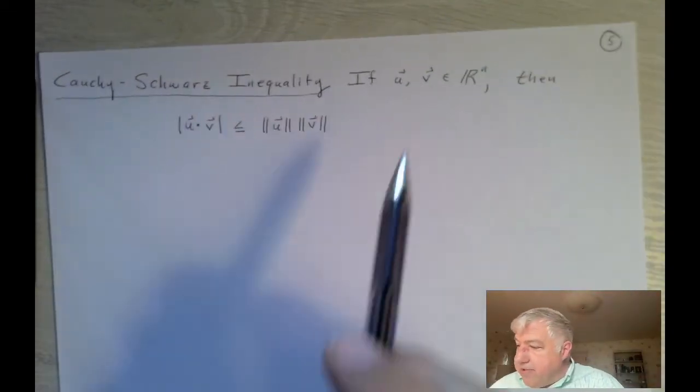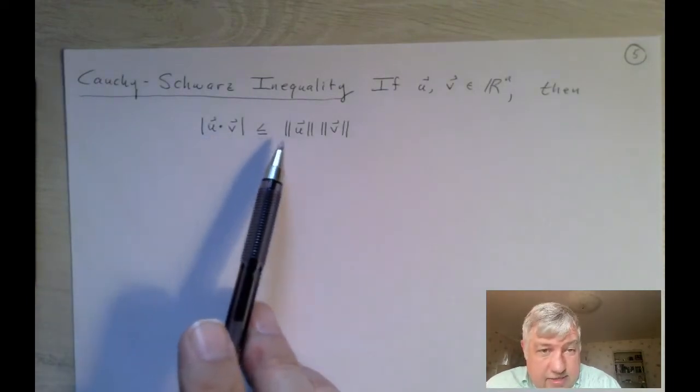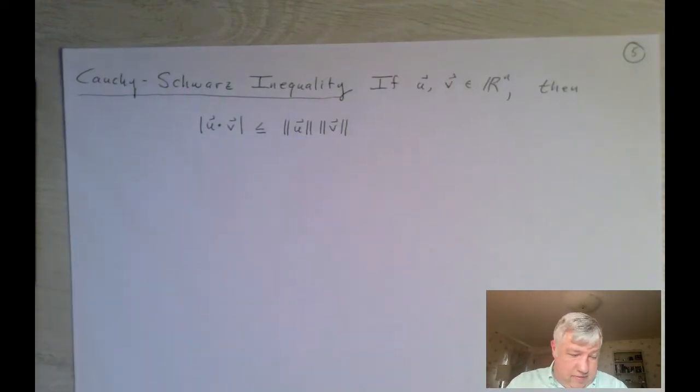Which says that if u and v are vectors in Rn, then the absolute value of the dot product is less than or equal to the product of the lengths of the vectors.